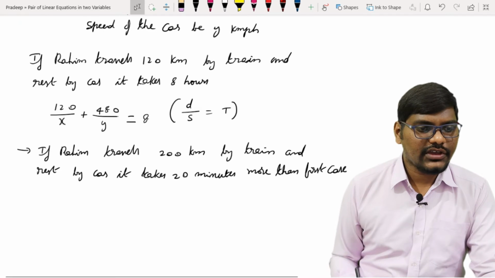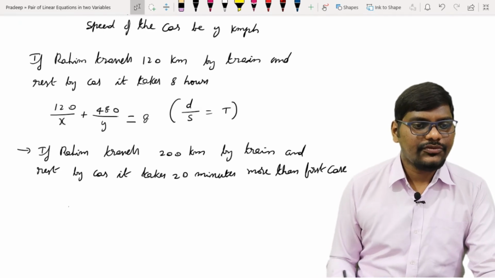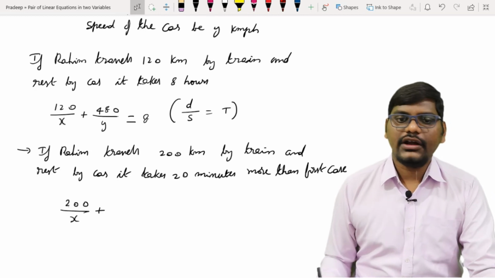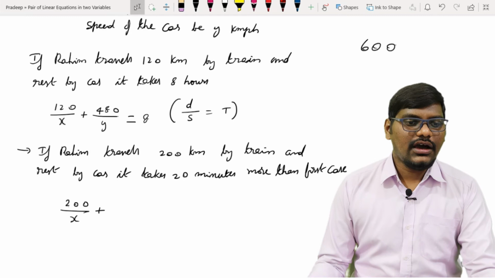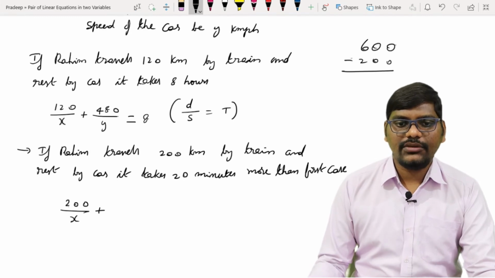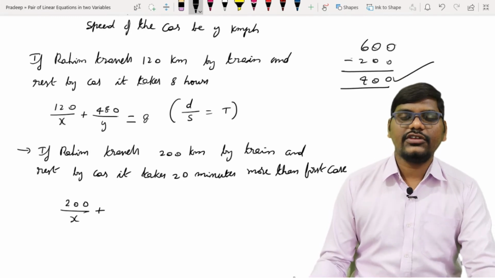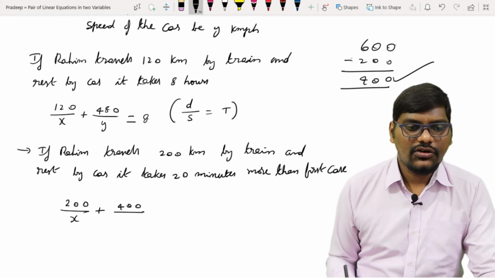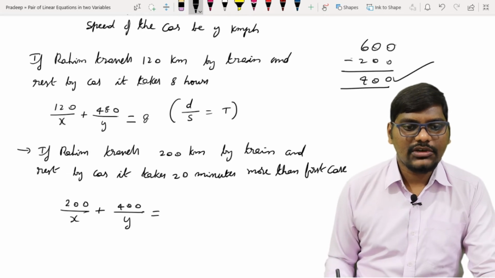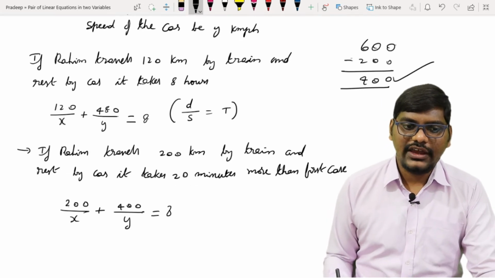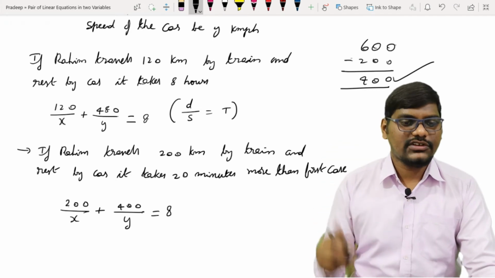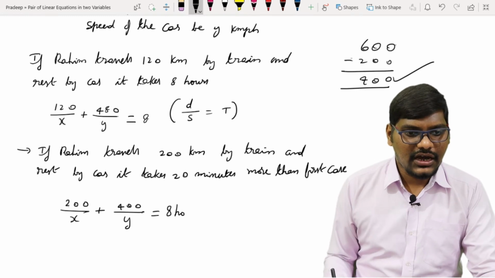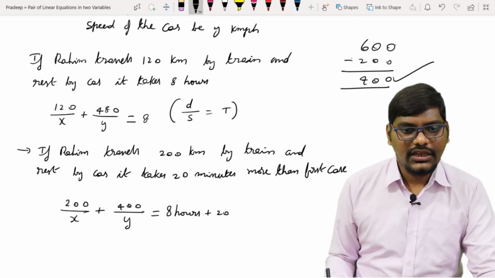That is, in the first case he is just traveling by the train, that is 200 kilometers. The train we have taken x, and if 200, the total is 600 kilometers, right? If he is traveling in train 200 kilometers, the remaining is how much? 400 kilometers. So this is the distance he traveled in the car. So I can write 400. So the car we have taken y. So how much time it took? First case it took 8 hours. They are saying 20 minutes more than the first case. So I can write 8 plus, this is 20 minutes. So this is 8 hours plus 20 minutes.